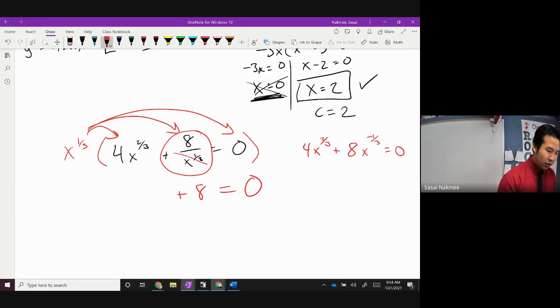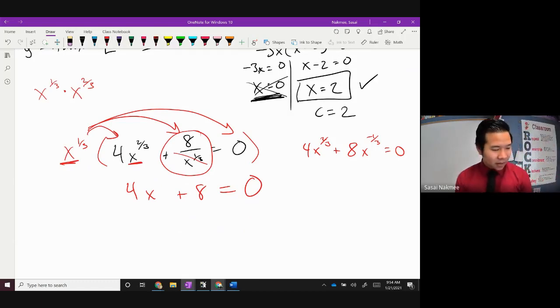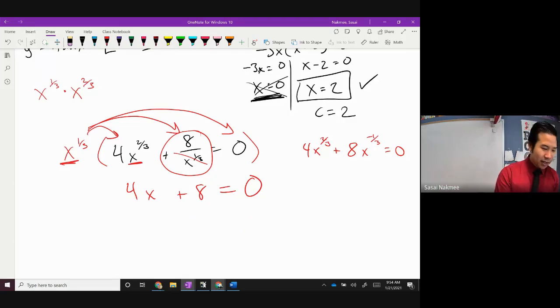Do you guys know what you do with variables that have the same base multiplying together? What is x to the 1/3 times x to the 2/3 going to be? What do you do with your exponents? Monica, Brian, Juliet, all of you, right? You add them. So this is going to become 4x to the 1, because 1/3 plus 2/3 is 3/3, and 3/3 is just 1. And look at that. When you multiply that out, you end up with 4x plus 8 is equal to 0. I'm not even going to finish this problem. This just becomes a two-step equation, and that's the part that I need you guys to understand.